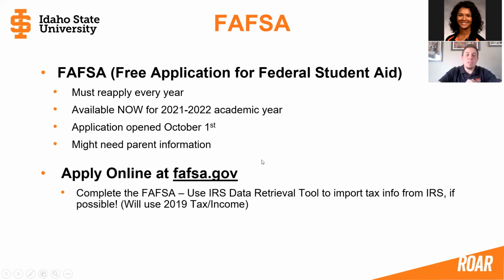So to get this done, you can apply online at FAFSA.gov. The studentaid.gov site also has a link to the FAFSA. So like I said, it's kind of a combo site where you can get to all your federal processes. So go to the FAFSA and then start entering in the information.